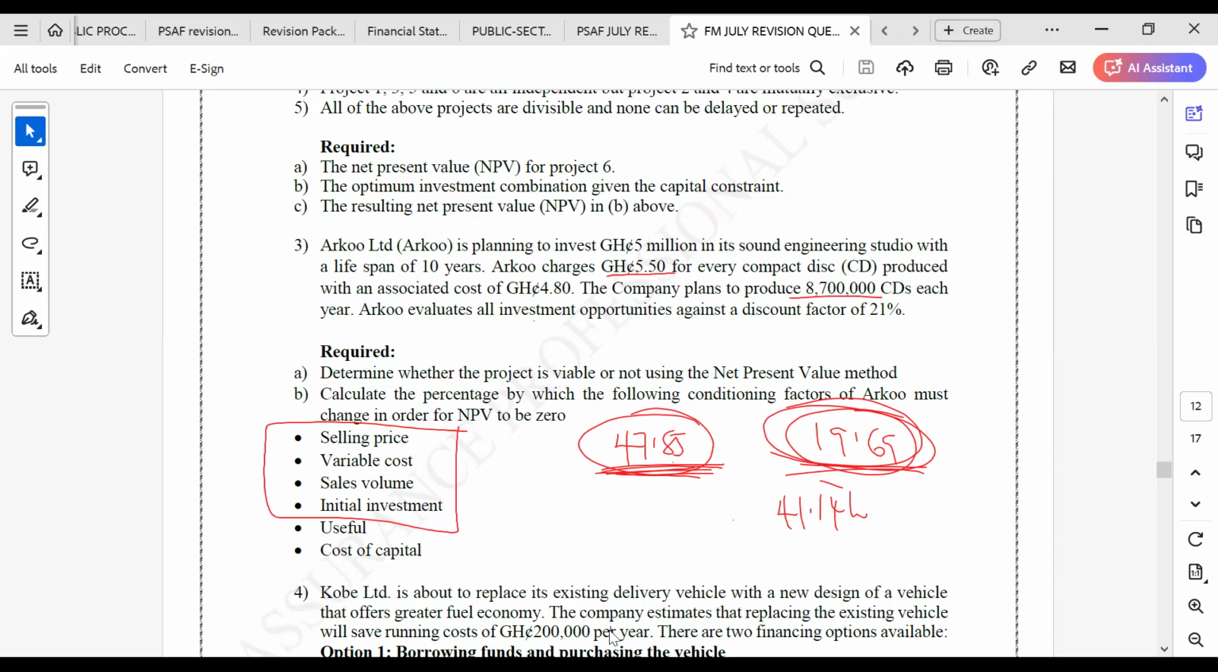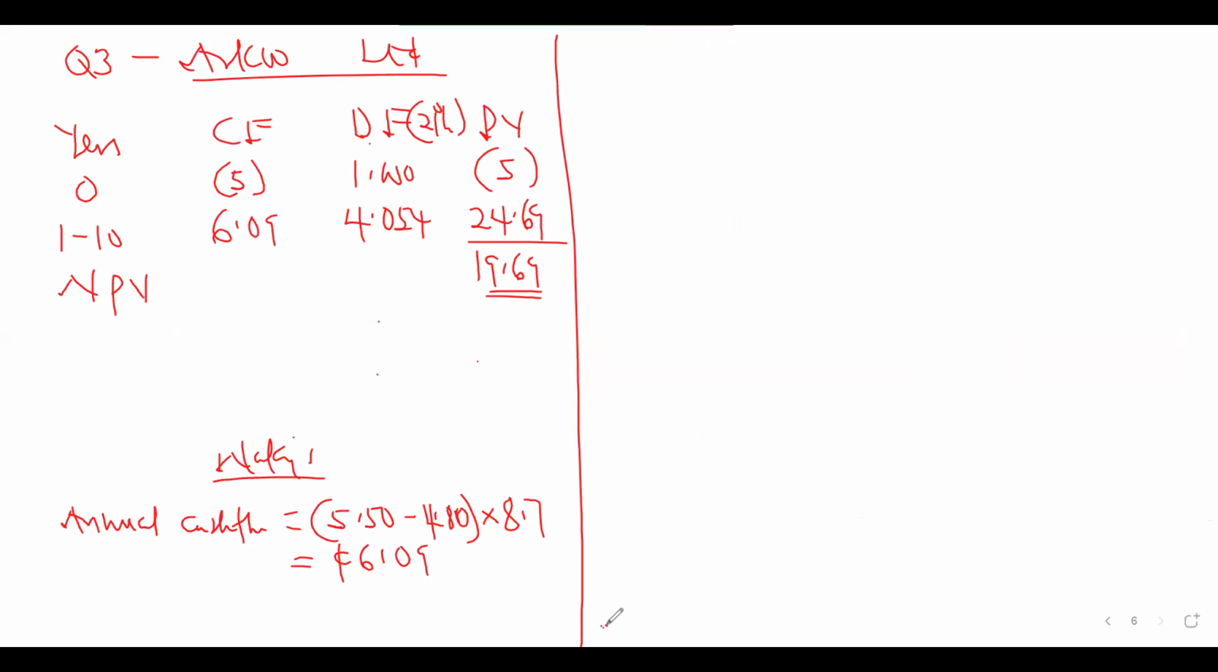So 41.14 minus 100, divided by 100, multiplied by 5.5. $19.69. 19.69. So we have 5.5 multiplied by 8.7.